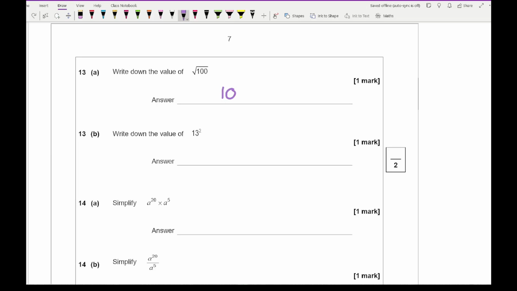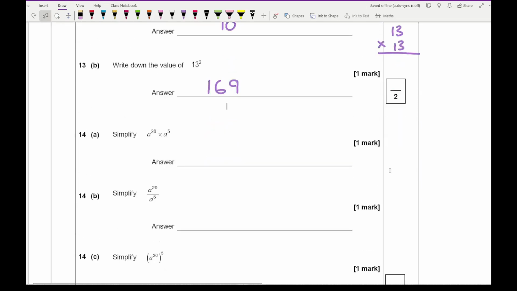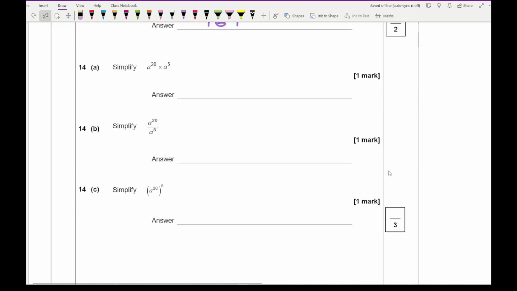Write down the value of 13 squared. Well, again, if you don't know what 13 squared is, I would recommend that you just do 13 times 13, in which you should have an answer of 169. Then for 14.8, it says simplify a to the power of 20 times a to the power of 5. Now, this is using the rules of indices. So when we're multiplying, we add the powers. So 20 plus 5 is 25. So the answer then is going to be a to the power of 25.